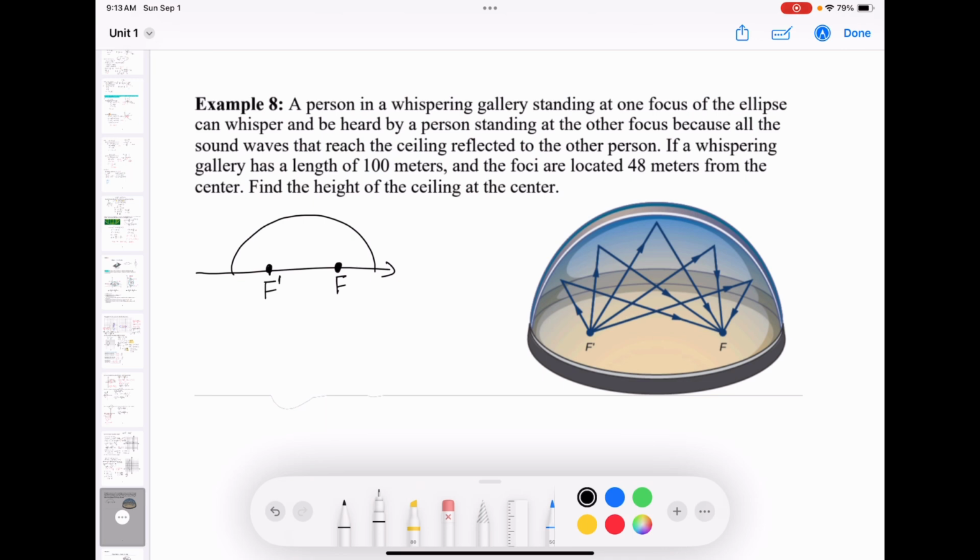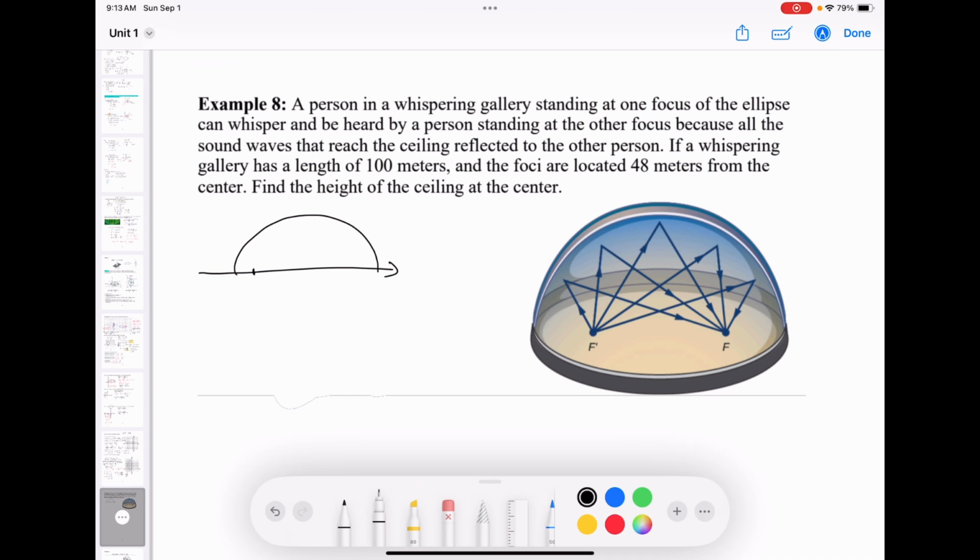Okay, so what's the question looking for? The given information is that the length of this gallery from here to here is 100 meters. And what else? The foci are located 48 meters from the center. Maybe we can graph an accurate ellipse. Here is my first focus, second focus, and this is the center. The length from here to here is 100 meters, and the length from the center to one of the foci is 48.